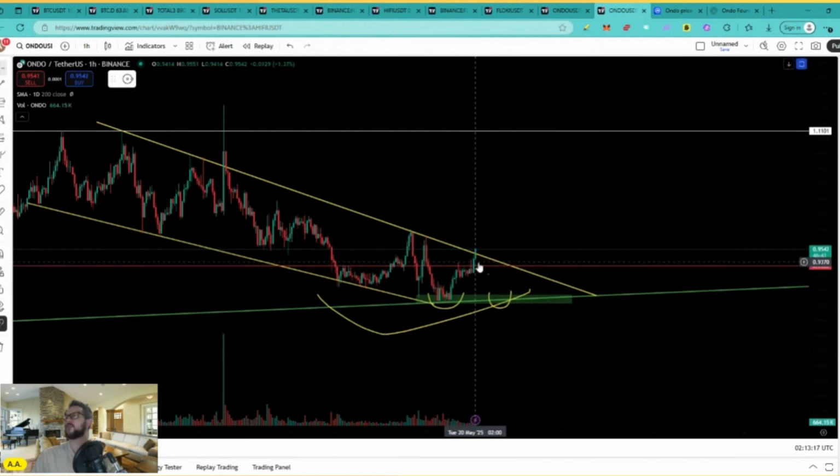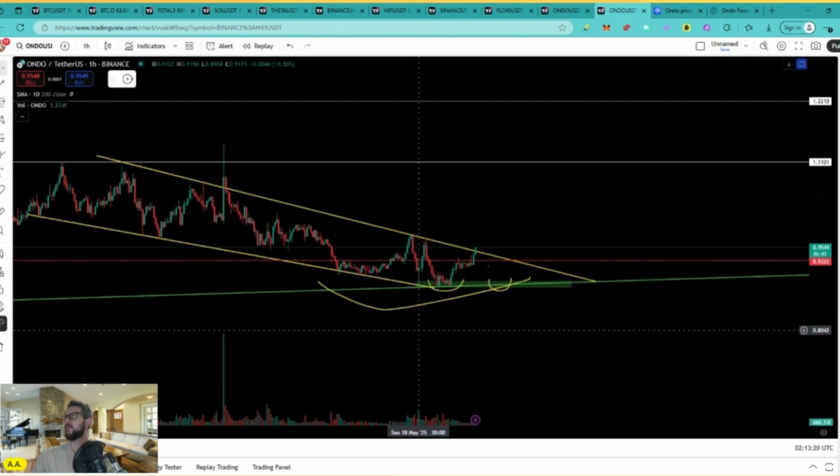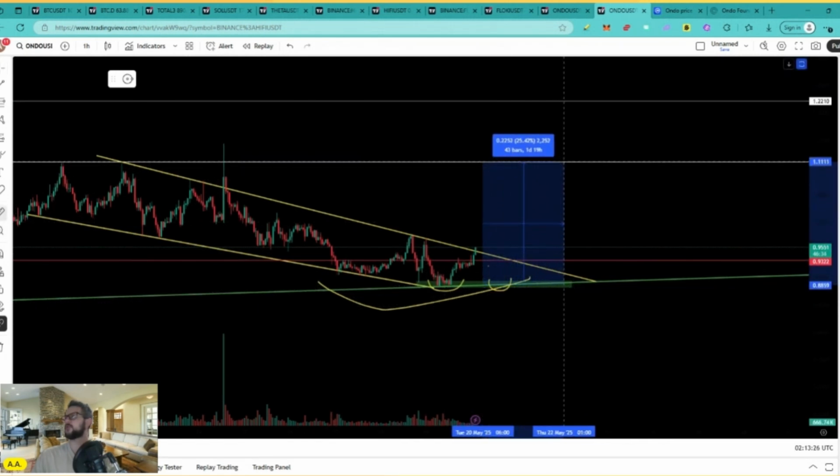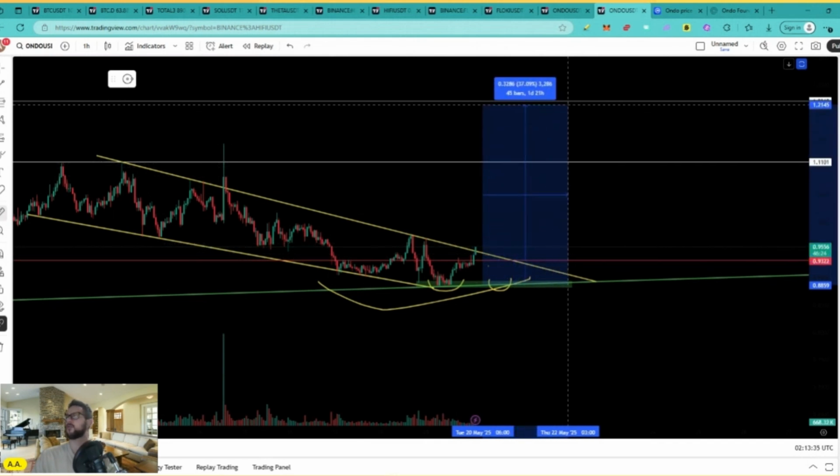Of course, if the price action gets rejected here and we see another pullback all the way down to this green support, the measured moves are going to become even greater, guys. Look at this, a measured move from this green support to the first target, that's a 25% move compared to a 17% move that we saw earlier from the breakout. And the measured move to the second target that I have here on the chart, that's a 37% move.